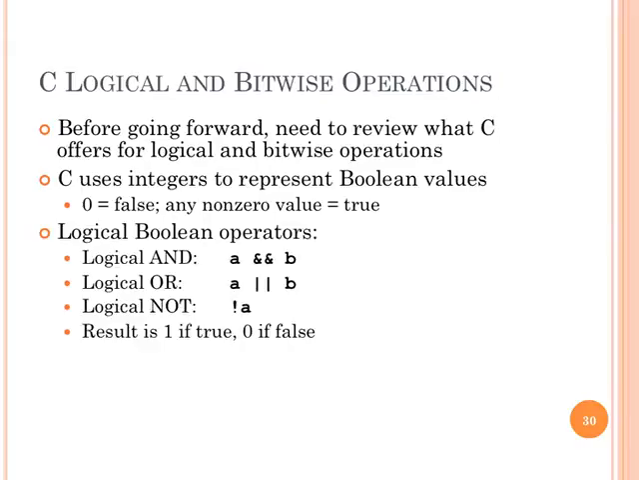And we have these logical Boolean operations. So logical AND, 2 ampersands, logical OR, 2 pipes. That's what we call that character, a pipe. And logical NOT, exclamation point, or colloquially it's usually called bang. So bang A is not A. I usually just say not A. That's easier. And the result of these things is 1 if it's true, or 0 if it's false.